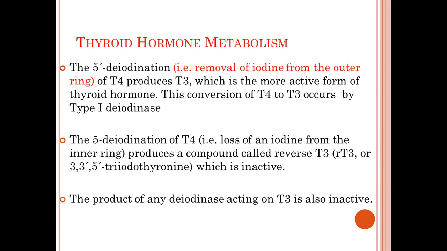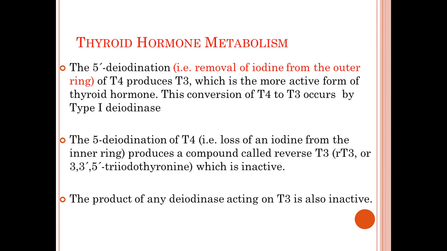The deiodination that is important for us is the 5' (5 prime) deiodination, which is removal of iodine from the outer ring. Why is it important? Because it gives us the biologically active form of the thyroid hormone, converting T4 to T3. T3 is the more active form of thyroid hormone, and this needs type 1 deiodinase. And as we said, selenium is very important for its action. Selenocysteine is part of it. So selenium deficiency will affect the conversion of T4 to T3. T3 is the most important one.